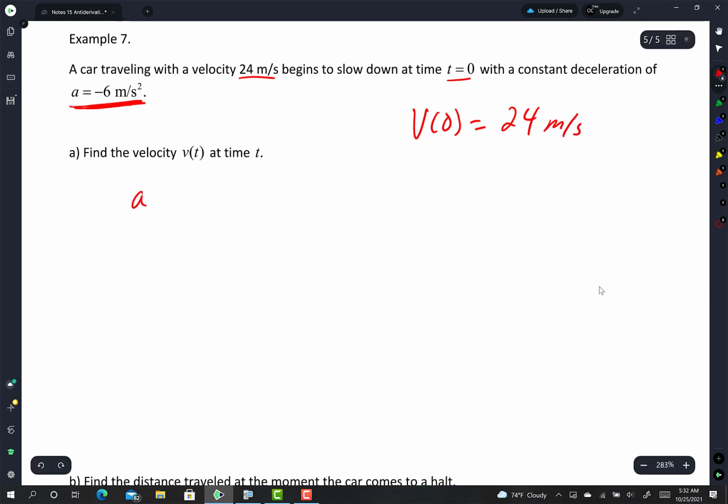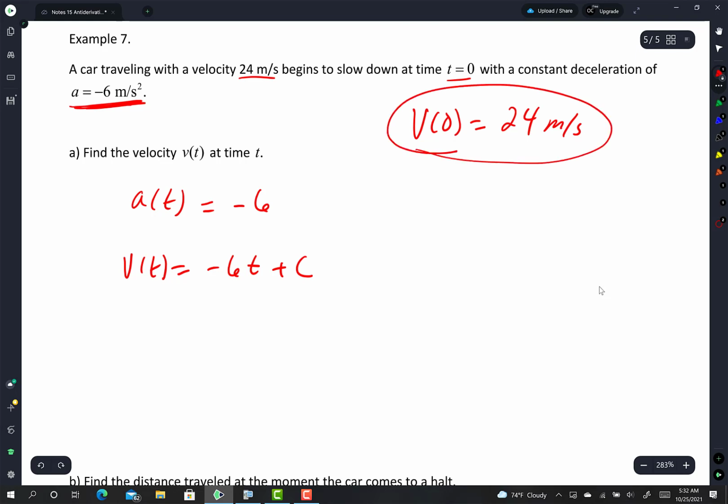So here we go. Acceleration at any time is going to equal -6. If you want to put your units, you can. And I know that velocity is the antiderivative of acceleration. So I'm going to write v of t is equal to -6t plus c. Now look what they told me. If you want, you can already make your c 24, but I want to show all my steps. So v of 0 equals 24. So 24 equals -6 times 0 plus c. That means that c has to equal 24.